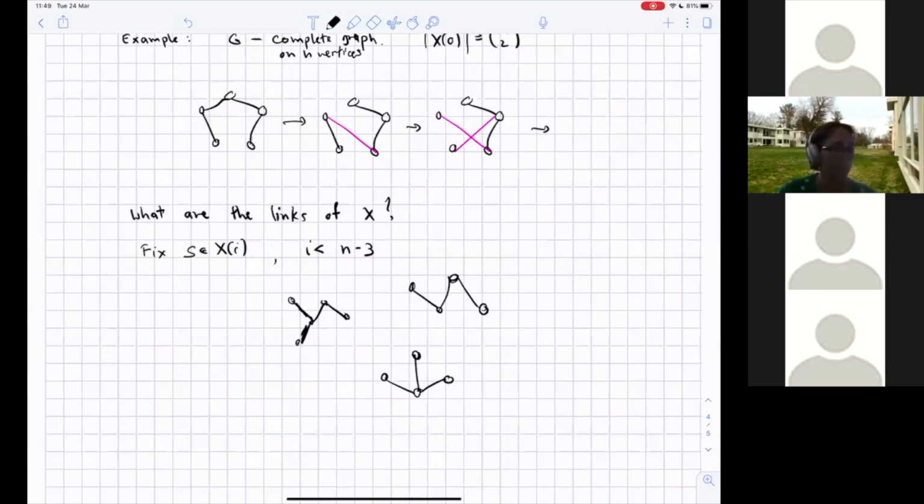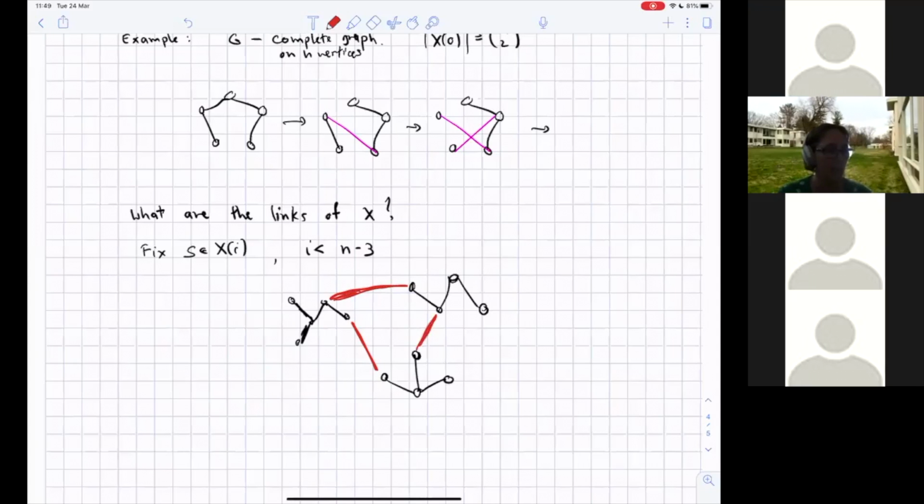And which ones are they? Let me tell you which ones they are not. This edge is not there, because there is no spanning tree that contains S and also contains this edge. So this edge is not one of the vertices in the link of S. But this edge, if it exists in the graph, is actually a vertex in the link of S. Also, this edge can be in the link of S, and also this edge.